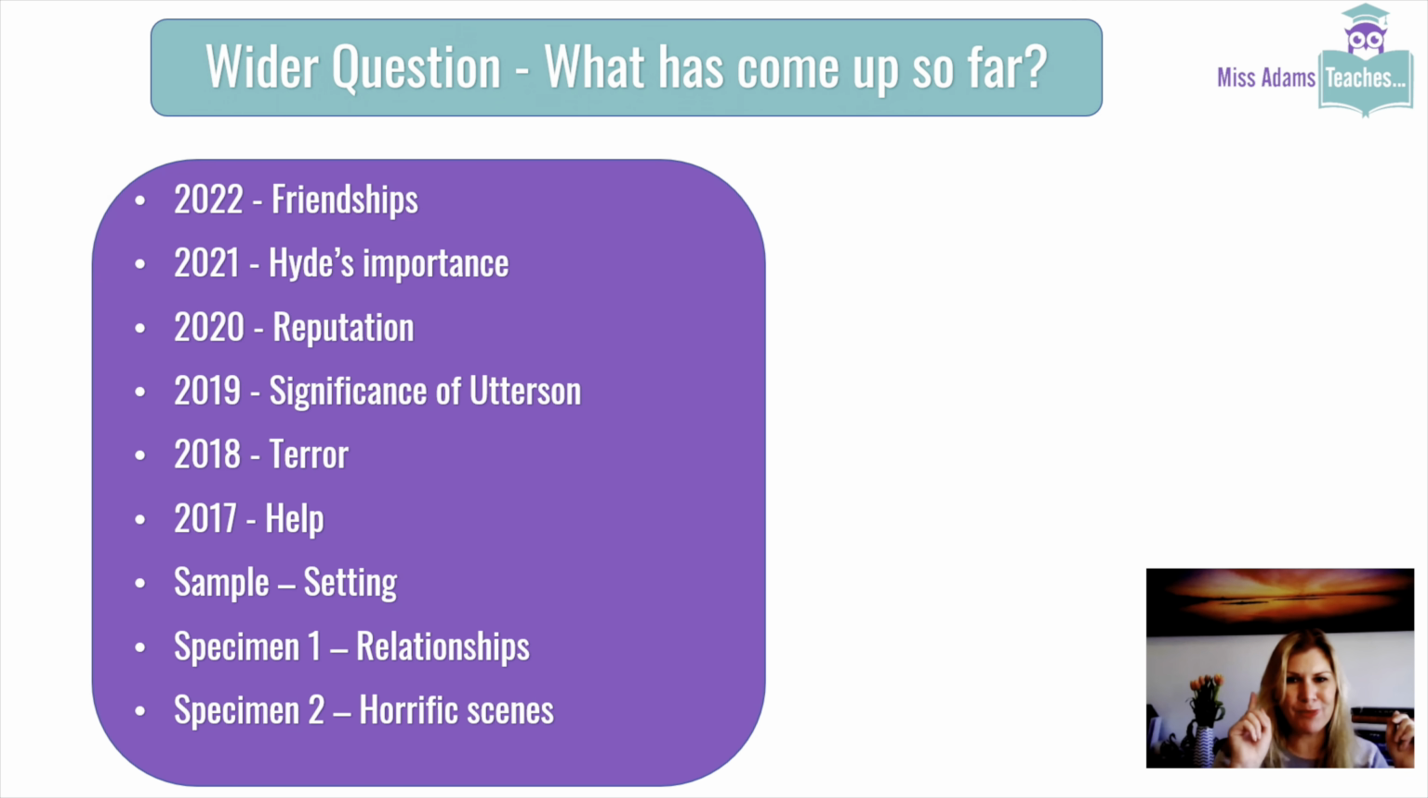Okay, what we really want to think about is the wider questions. And you can look down the list and you can see some patterns, okay? So we've had only two characters. We've had Utterson and we've had Hyde's importance. We've had three that are all based on sort of friendship: friendship, help, awful paper, and relationships in the specimen. So I think we can probably just about rule that out tentatively because you never know what an exam board is going to do. So just be prepared for everything.